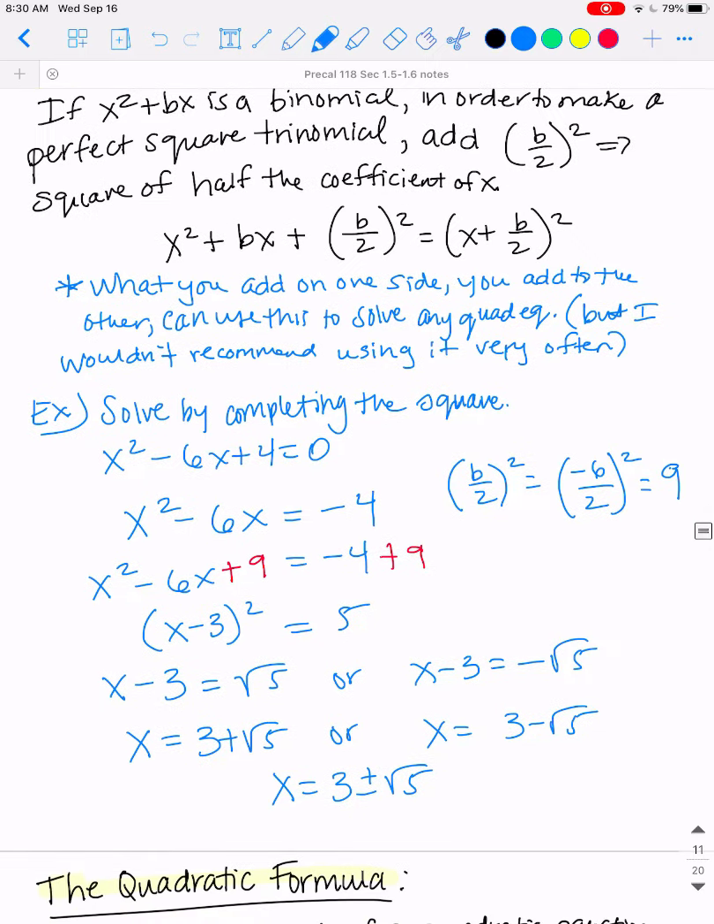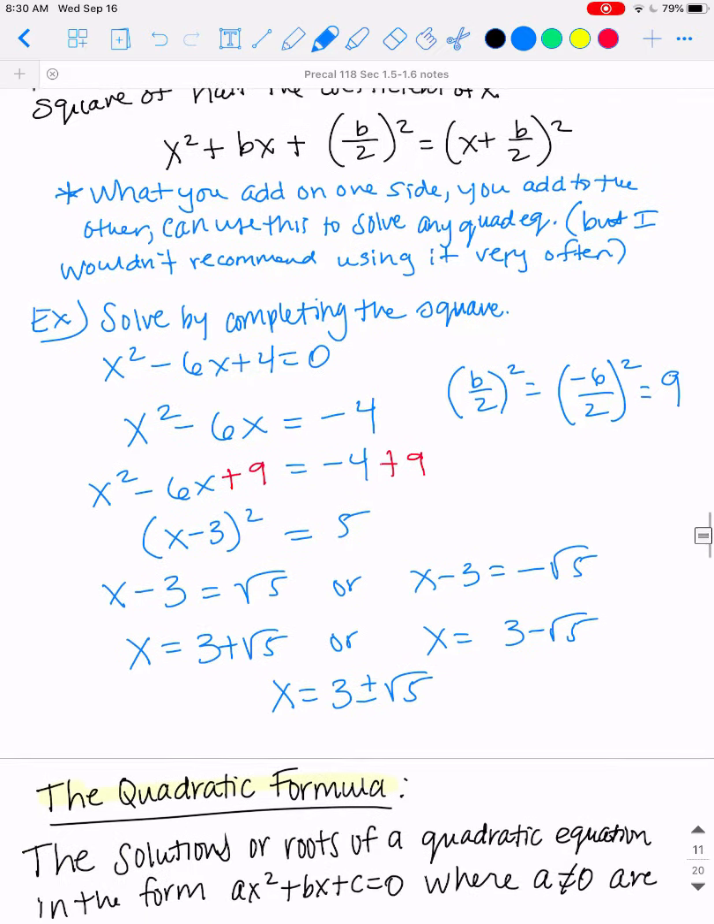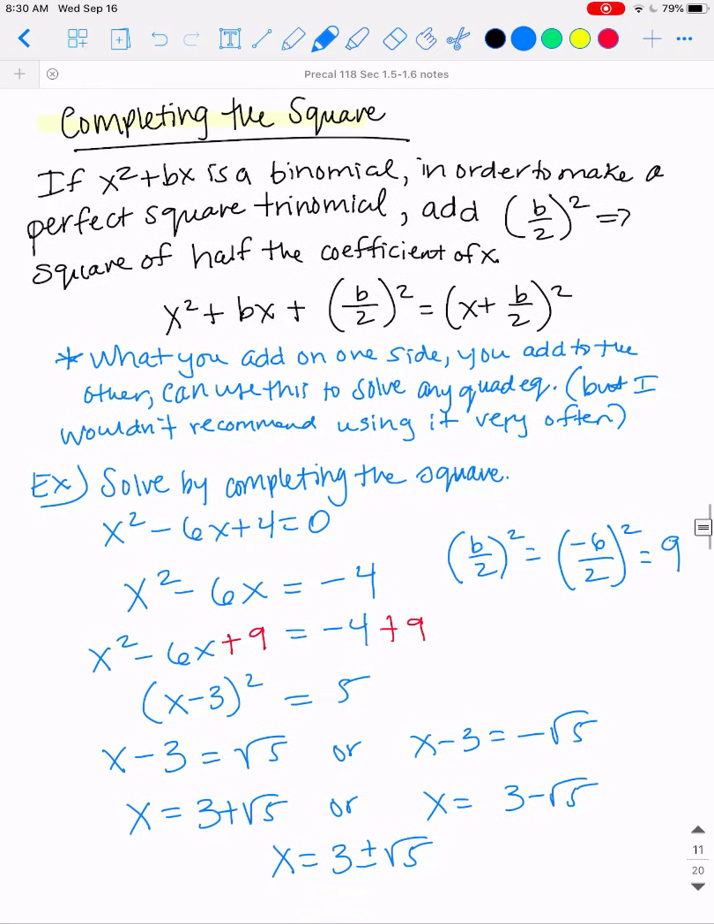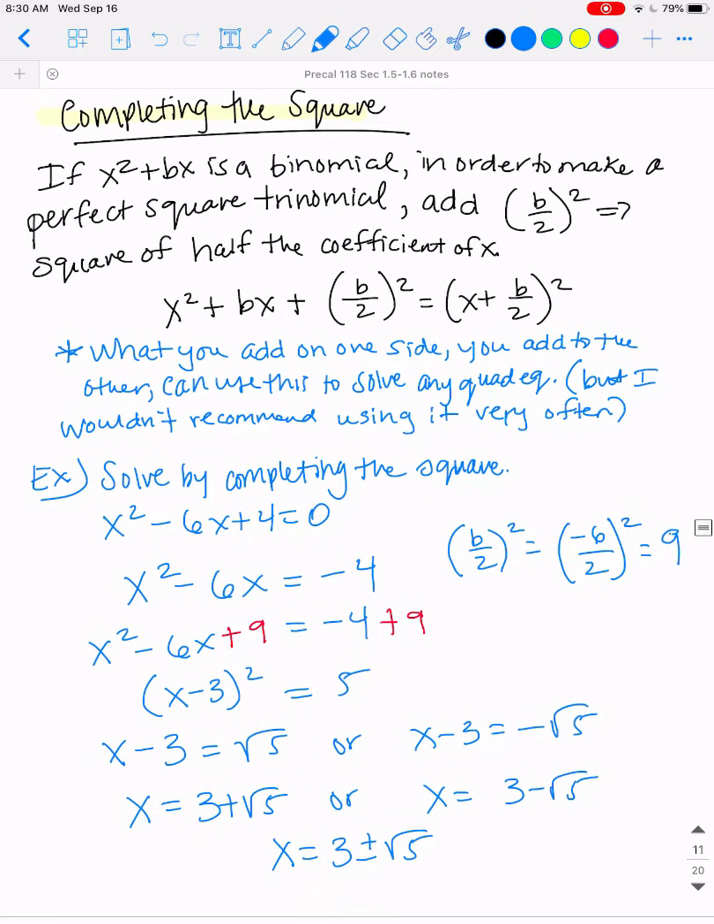So whatever you add to one side, remember you have to do to the other side. So we're going to go ahead and do an example so this makes a bit more sense. We're going to solve x squared minus 6x plus 4 equals 0. We want to get that x squared plus bx form on the left side first. So we're going to move the 4 over to get x squared minus 6x equals negative 4.